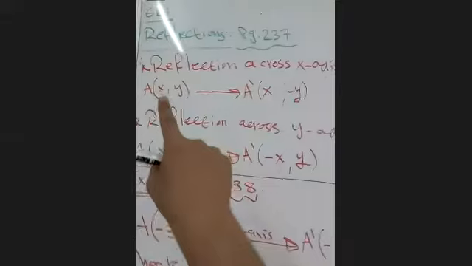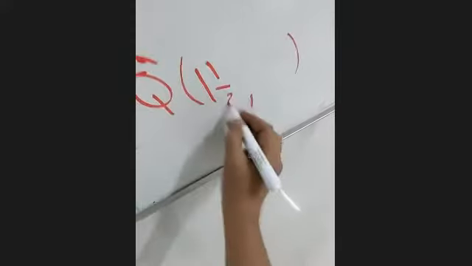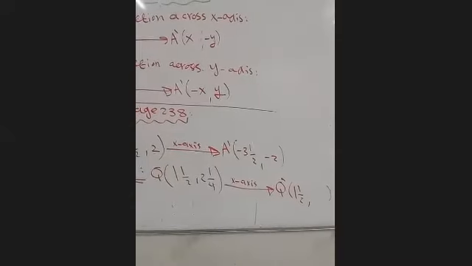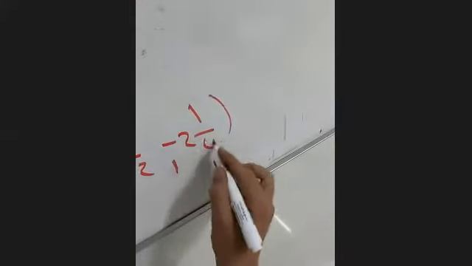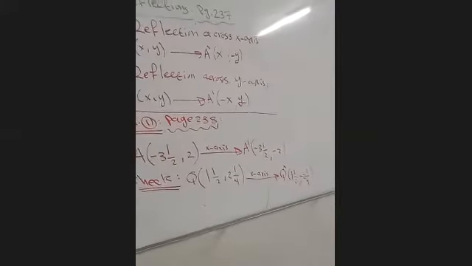Good. Look here, guys, x-axis. X stays the same and we change the sign of y, right, Sulaiman? So 1 1/2 is still 1 1/2. Then 2 1/4 will become -2 1/4. We change the sign of y. The y is positive, it will be negative: -2 1/4. Thank you, Sarhan, so much.